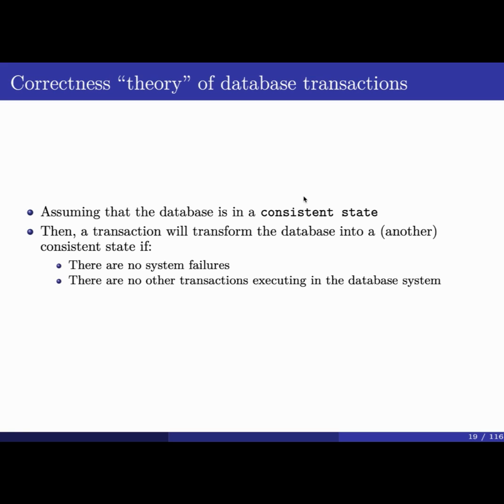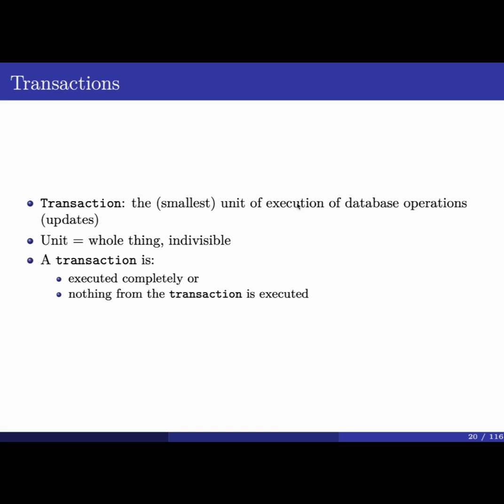So, as an assumption, we assume the initial state of the data is going to be a consistent state, and the transaction is going to transform the database into another consistent state, F. We don't have any system failures. So this means when you execute the transaction, it's going to be executed completely without interruption. And also, there is no other transaction executing in the database system. It looks like you are working by yourself. You are the only transaction in this case. Okay.